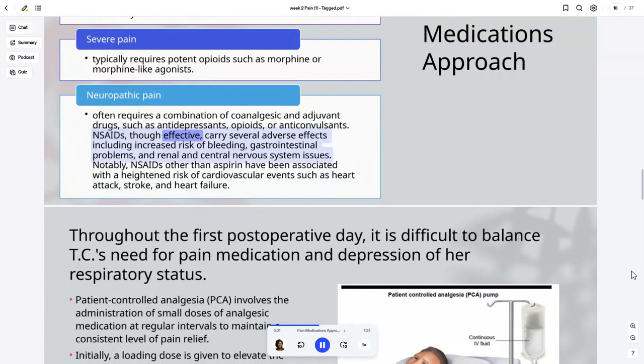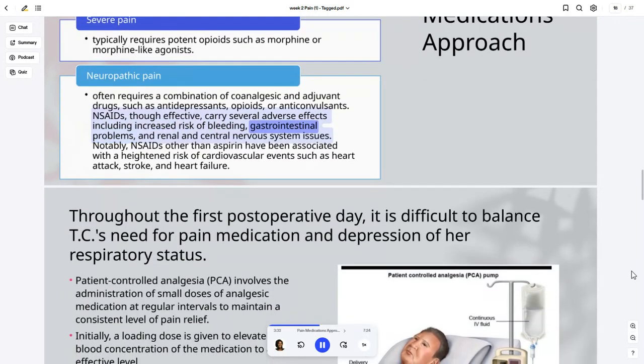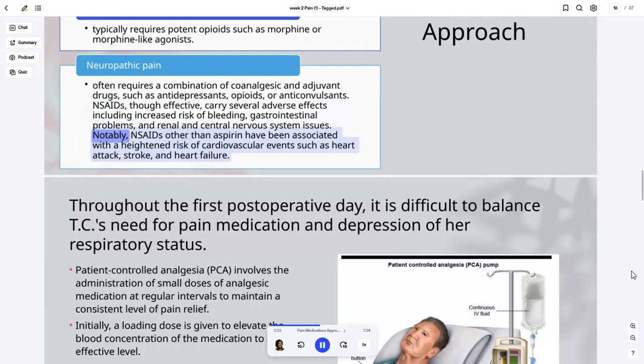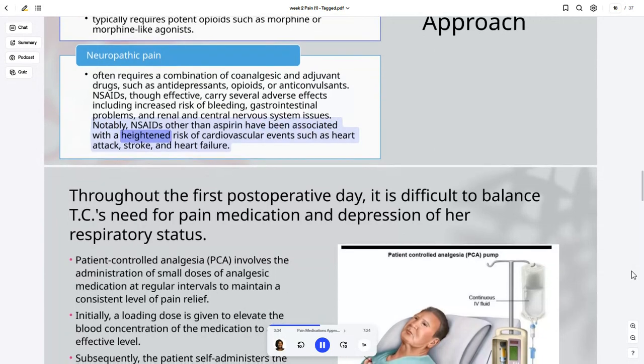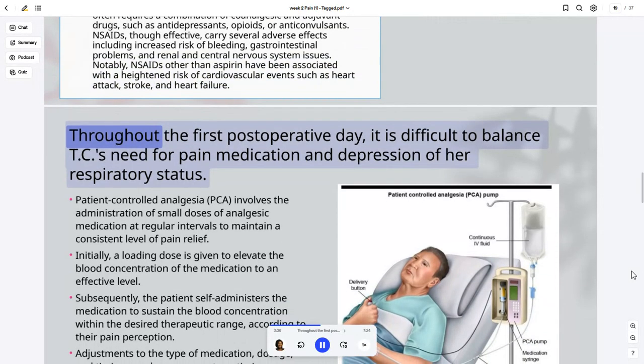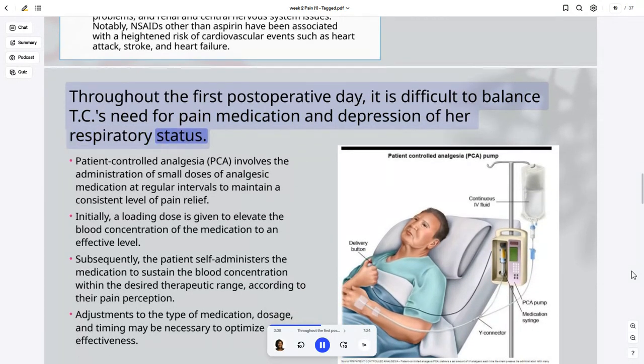NSAIDs, though effective, carry several adverse effects, including increased risk of bleeding, gastrointestinal problems, and renal and central nervous system issues. Notably, NSAIDs other than aspirin have been associated with a heightened risk of cardiovascular events such as heart attack, stroke, and heart failure. Throughout the first postoperative day, it is difficult to balance TC's need for pain medication and depression of her respiratory status.